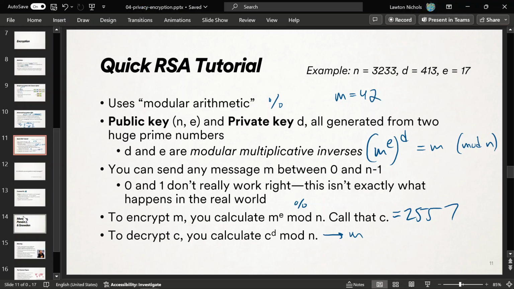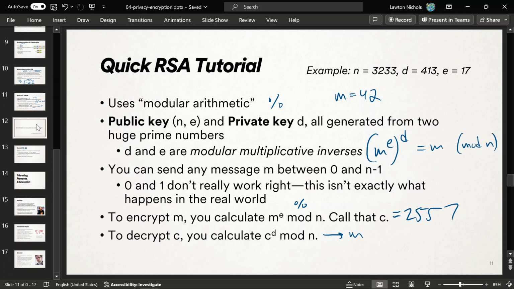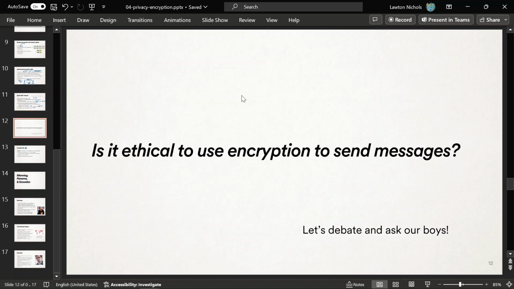Okay, so yeah, that's RSA in a nutshell. Any questions about encryption? It's just a big math problem, at least on the internet. Alright, so yeah, let's ask this question now, because encryption is a thing. We use it a lot. Is it ethical to use encryption to send your messages, to make something that nobody else can crack, even law enforcement? So I'd like to have a debate about this.